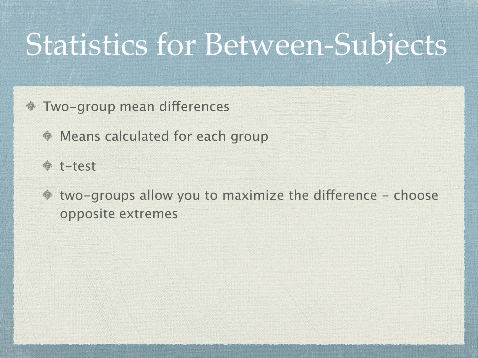Two groups really allow you to maximize the difference between the two because you can choose opposite extremes. You can choose no treatment, high treatment. You can create these really maximized two groups. They're very, very simple and they're very, very helpful, but they're not detailed. Because they're not detailed, you may not be getting the whole picture. So while you might be choosing the highest dose and no dose, that's just telling you the difference between the highest dose and no dose. It doesn't tell you anything in between.